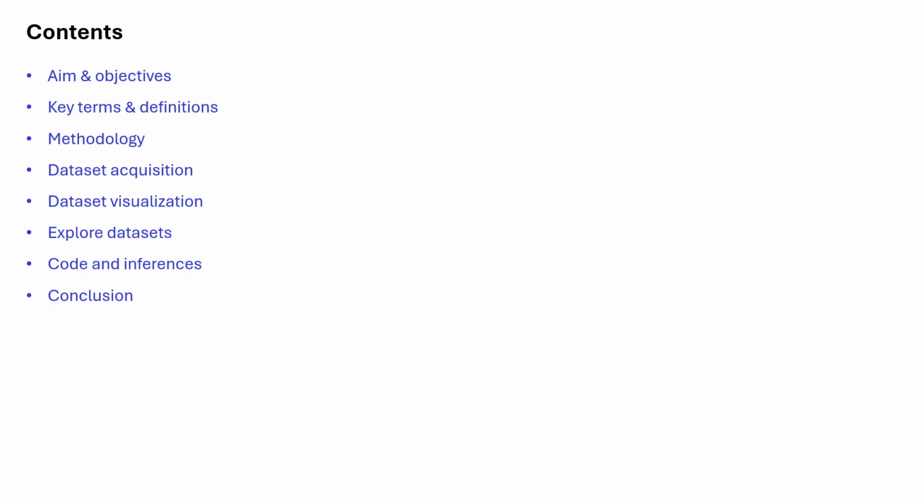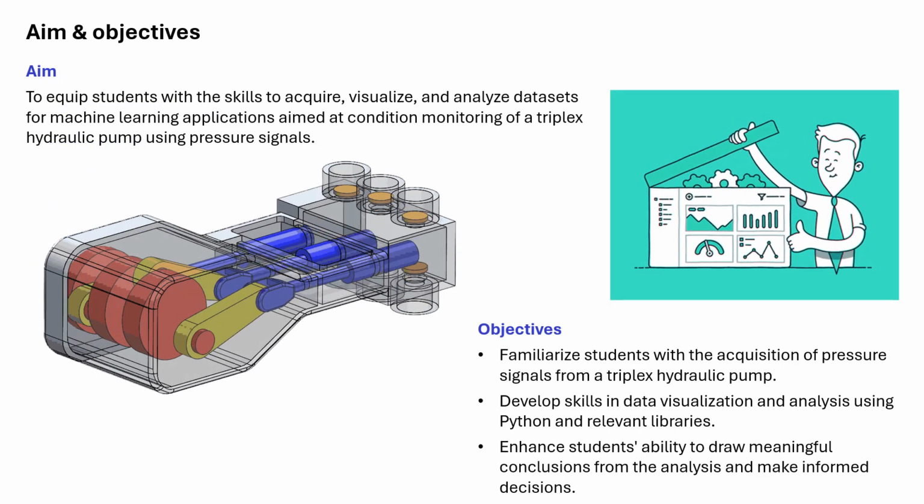In today's video, we will begin with defining aim and objectives. Each section will demystify terminology, outline our methodology, and guide you through the hands-on process of exploring datasets. By the end, you'll not only have a clearer understanding of AI/ML in the context of mechanical engineering but also gain practical skills in acquiring, visualizing, and analyzing datasets. Join me as we bridge the gap between theory and application in this exciting field. Let's start with defining our aim.